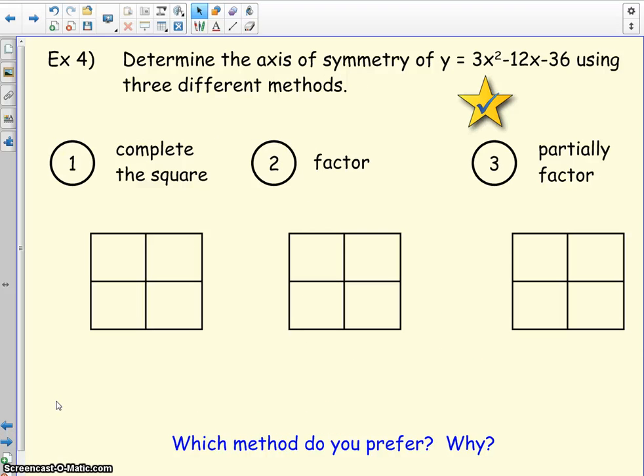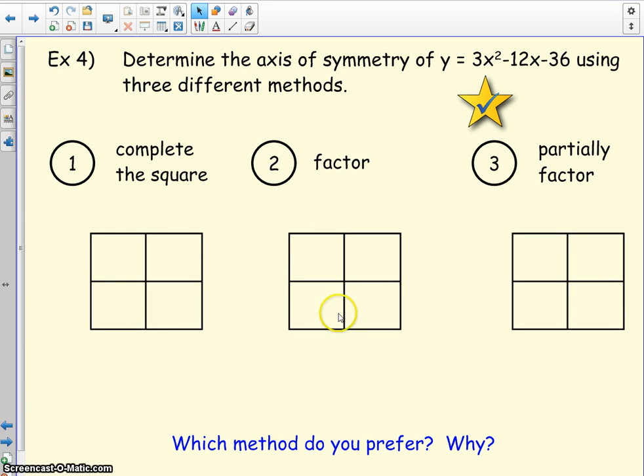Okay, last one. We're going to put together everything from the unit here. You may need to look some things up from earlier lessons if you forgot. But here I have an equation in standard form. We have 3 different ways of finding the axis of symmetry. I'd like you to use all 3 to find the axis of symmetry. You should get the same answer, obviously, each way. And then compare which method you prefer the best.